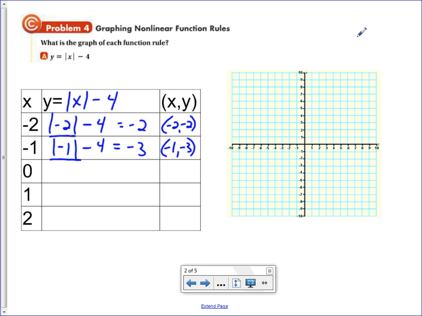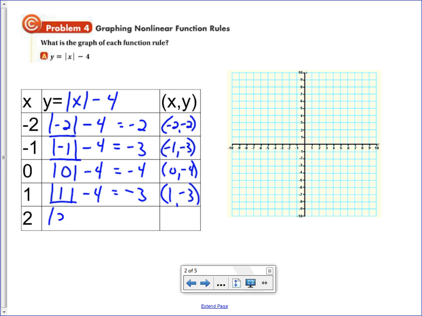If I put in a 0, I have the absolute value of 0 minus 4, which is just 0 minus 4, which is a -4. So I'd have the ordered pair 0, -4. If I put in a 1, I'd have the absolute value of 1 minus 4, which is really the absolute value of 1 is a 1, minus 4 is a -3. So I'd have a 1, -3. And the last one, if I put in a 2, absolute value of 2 is 2, minus 4 is a -2. So I would have a 2, -2.